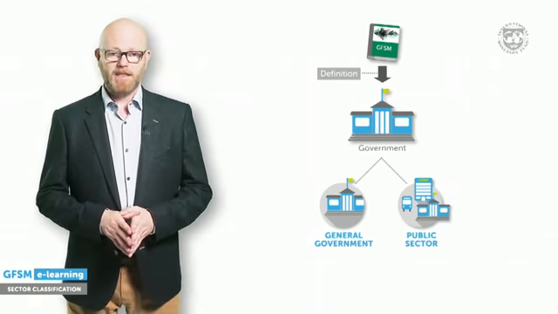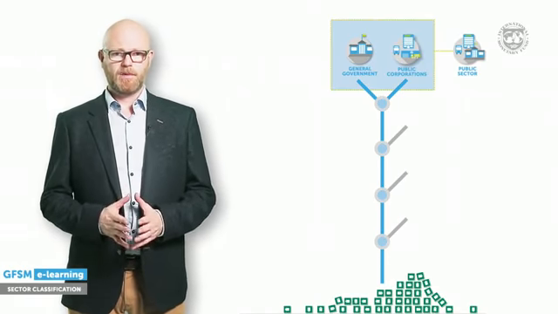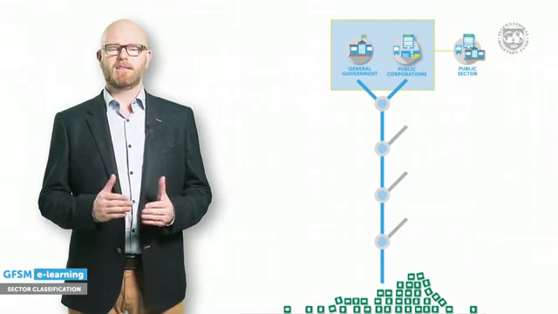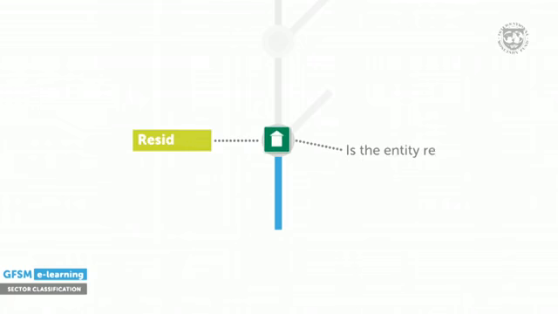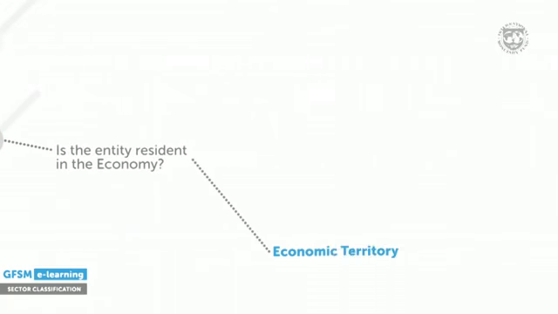This can be illustrated best by using a decision tree. Let's look at the path along this tree and its four main decision nodes. By answering the questions along the path, all units can be classified in a systematic way. The first step is to delineate the economy from the rest of the world. How do we decide whether a unit is resident or rest of the world? GFSM applies international standard concepts for this. Two aspects are relevant: the definition of an economic territory and the ties that a unit has to that territory.